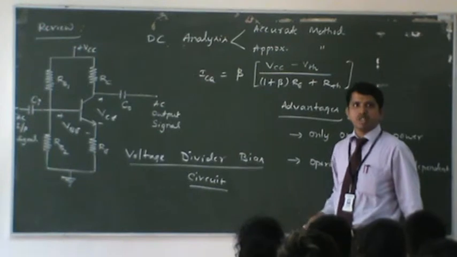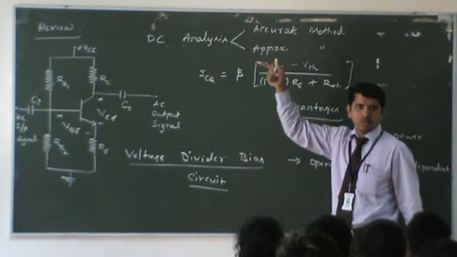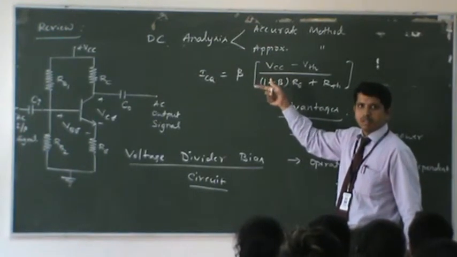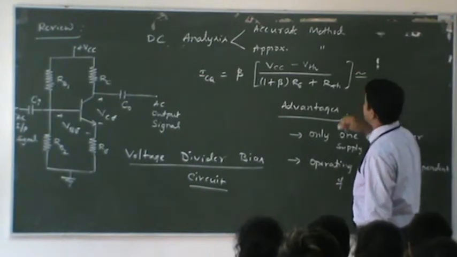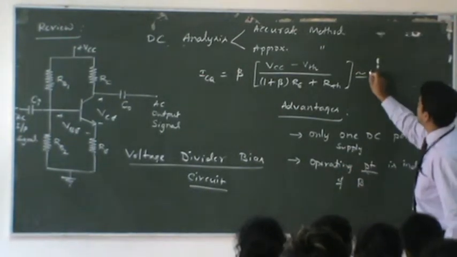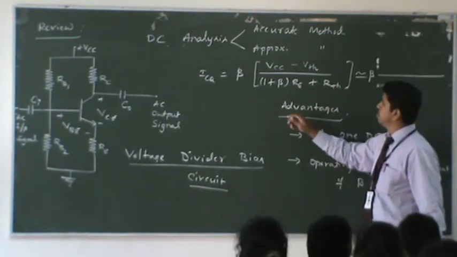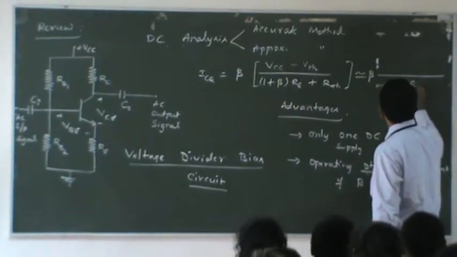Assume that beta is 200 and this is 1. 1 plus 200 is essentially 200. So can we ignore 1 there? To simplify this equation, what will the approximated equation be? Beta will be beta as it is. Look at the denominator. This is neglected. We are left with only beta times RE.